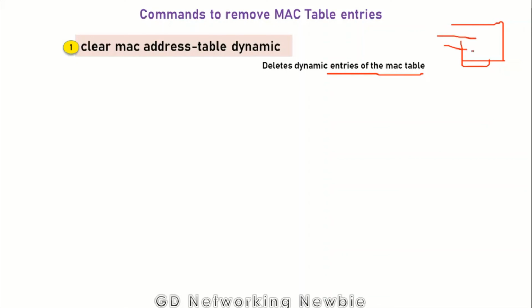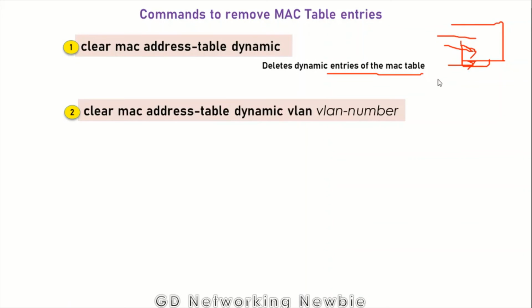So the first one is clear mac address-table dynamic. This is the command which will remove all of the entries from the MAC table. The second command is clear mac address-table dynamic vlan, followed by the VLAN number, for example, VLAN 1, VLAN 2, or VLAN 3. So the MAC table entries belonging to that specific VLAN will be removed, or deleted.